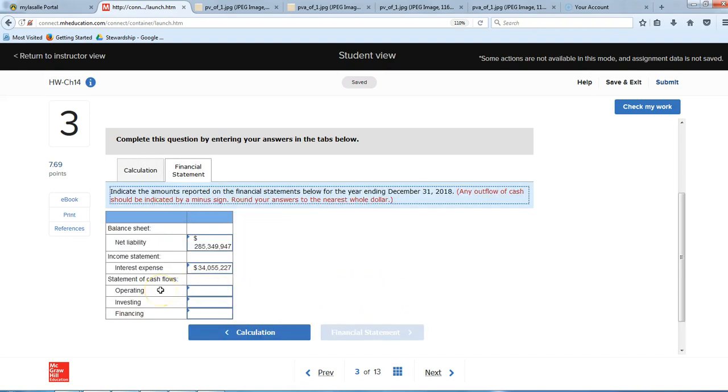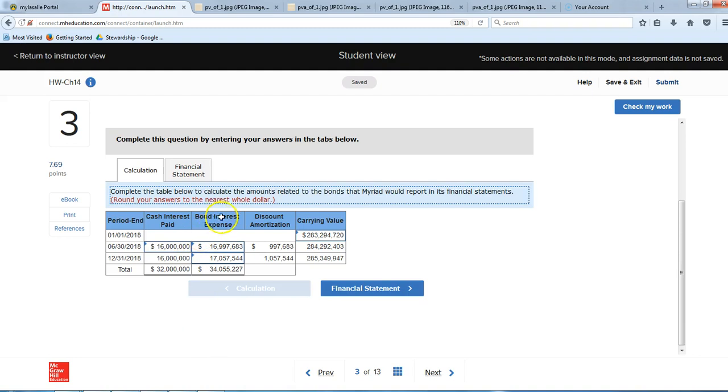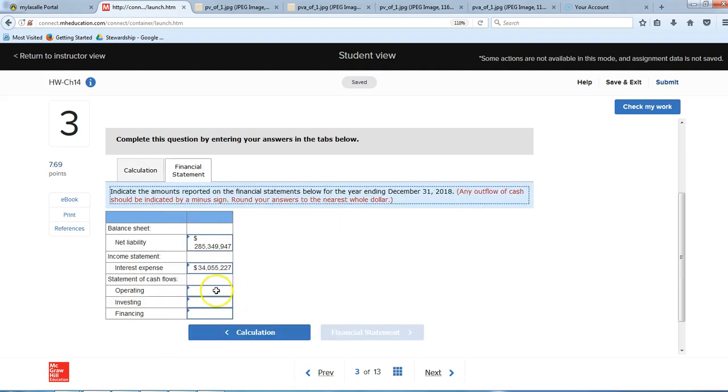Next, the statement of cash flows. Operating cash flow relates to cash paid for interest. Interest payments and interest receipts are all operating cash flows. Back to the amortization table, cash paid for interest in total in 2018 is $32 million. So add a negative sign before $32 million because it is a net cash outflow.